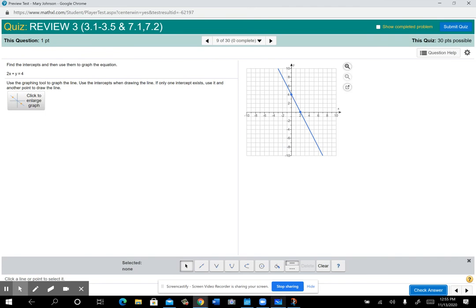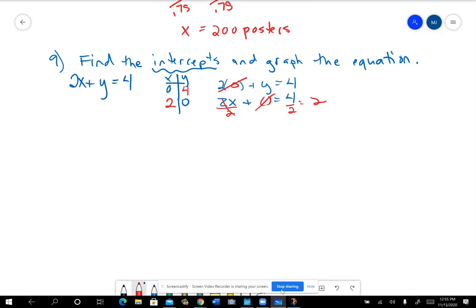All right. Now let me go back. So that was number 9. So with number 9, I showed you how to use the graphing tool. So all we did is take these 2 points. They're 2 separate points. And you plot the point (0, 4), that's here. And then you use the tool, move to (2, 0), that's here. And then it gives you the line that goes through those, okay?